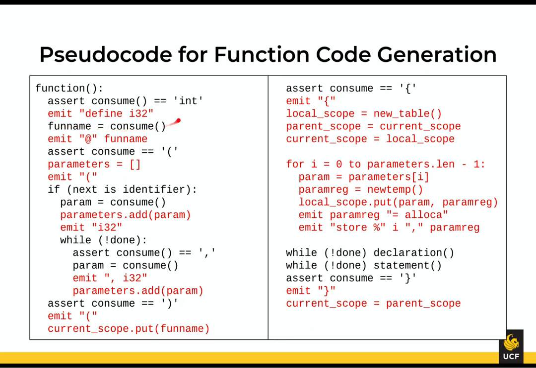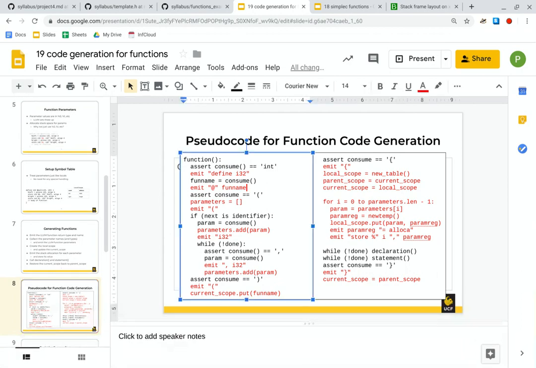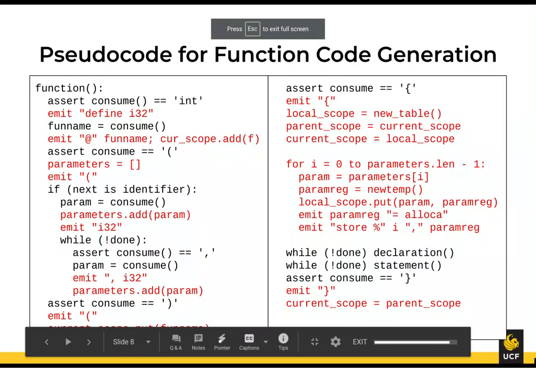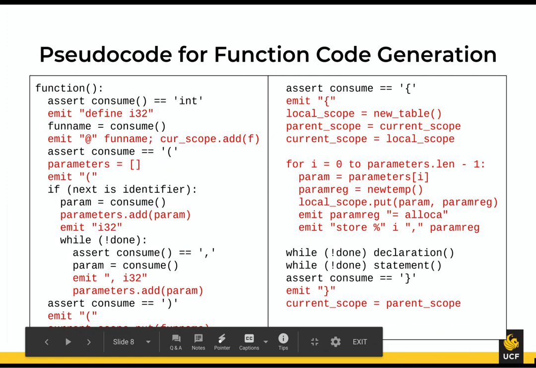When we get the function name identifier, we emit the function name with the @ sign, which is how we talk about global symbols in LLVM. And actually, one thing I forgot here is you have to update the global symbol table as well. That was in the last slides. You have to update the global symbol table as well. Let me add that very quickly. Okay, a little hand wavy, but so you also should add that to the current scope.